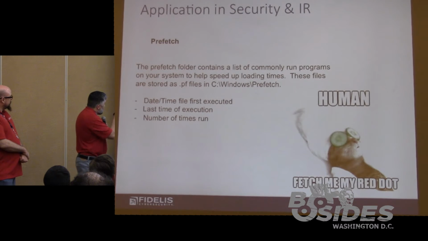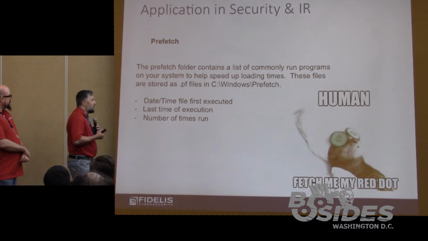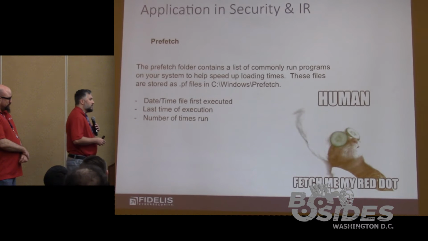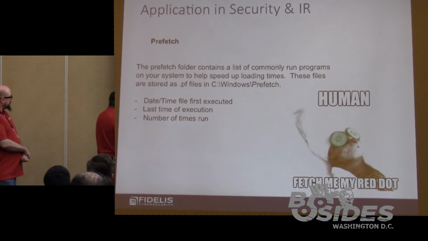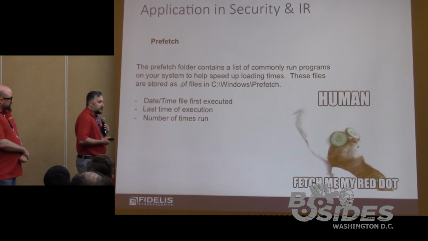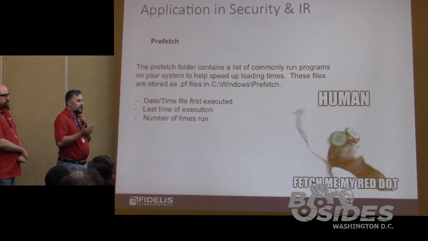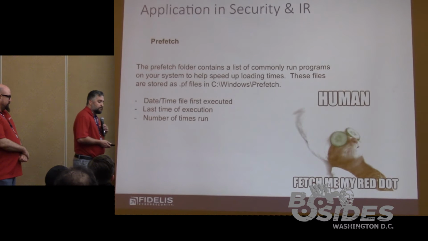So in this case here, we've got the Windows prefetch directory, and if we look in there, the create time of that file itself will give you an indication when that file might have first been run on the system. And there's actually parsers online that you can download that'll give you some of the extra information like date and time that it was first run, last time of execution, every time it's run. That's all embedded within the prefetch file itself.